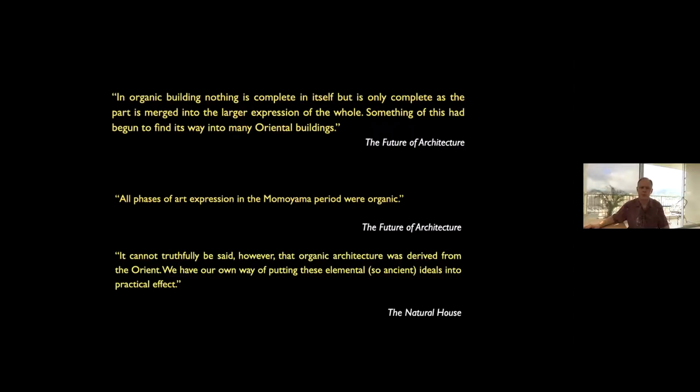More examples of the way that Wright essentially took possession of the other that was Japanese architecture by labeling it as organic, which he considered was his personal kind of label stamp.